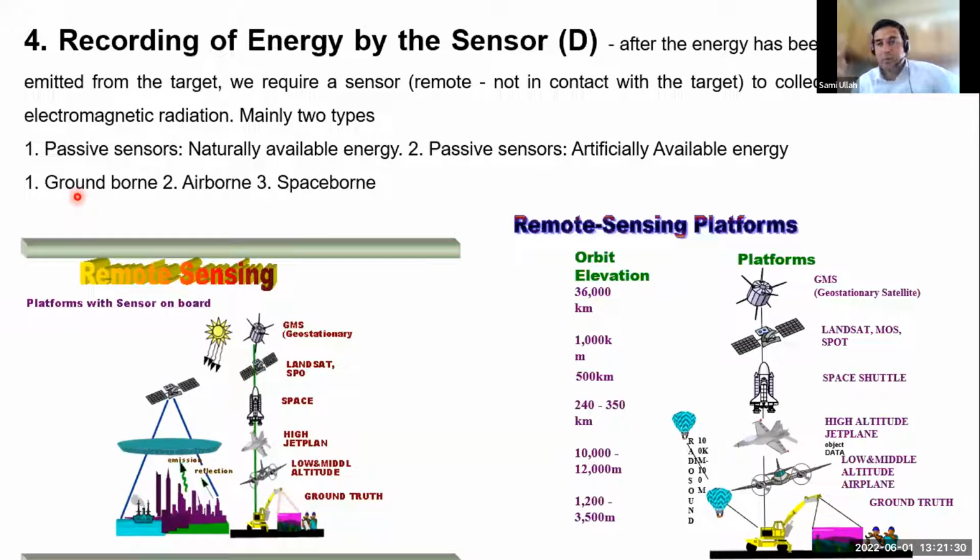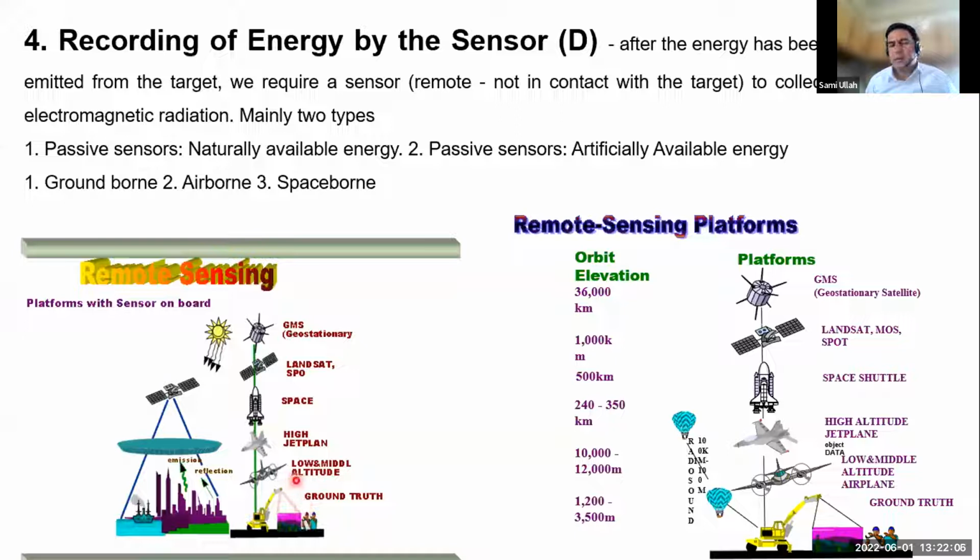In spaceborne, there are active satellites and passive satellites. There are navigation satellites, and geostationary satellites. So there are different kinds. Geostationary satellites and Landsat, I would say, are part of spaceborne satellites. Then we have high-altitude jet planes and low-to-middle-altitude planes, or maybe even drones. These fall in the category of airborne. And finally, we have the ground sensors.